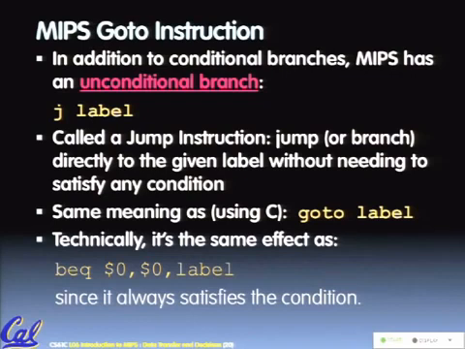So, here we go. Compiling C into MIPS. If i equals j, f equals g plus h, else f equals g minus h. Go. Write it down. I'll turn the lights on.